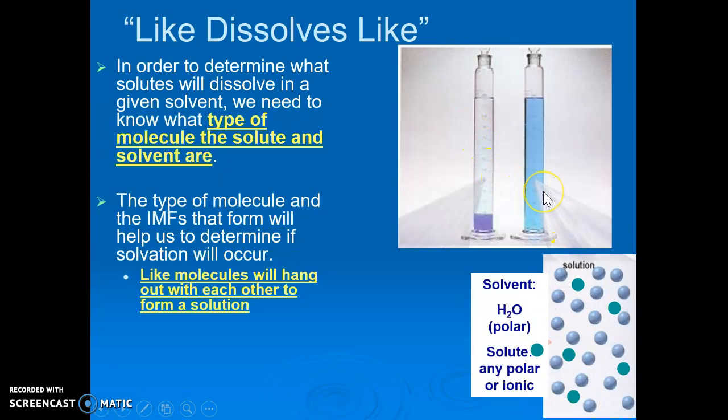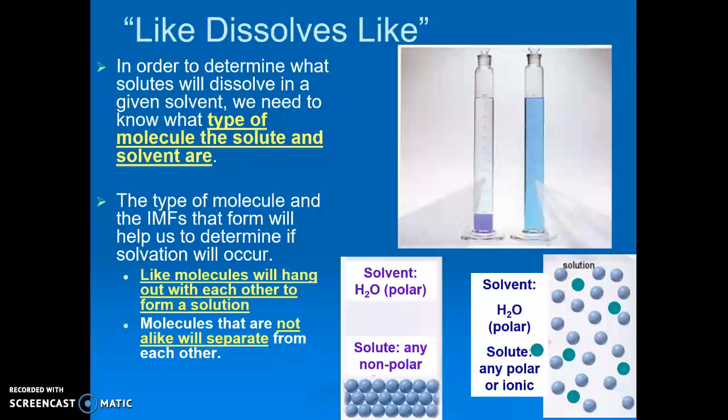So for example, here we have a picture that is showing water as our solvent, and we know water is polar, and really anything that's polar or ionic will dissolve in water. So like dissolves like. Basically anything that has a charge will dissolve in a solvent that has a charge. Now molecules that are not alike, so in other words, if you have a non-polar substance, it would not dissolve in water, right?